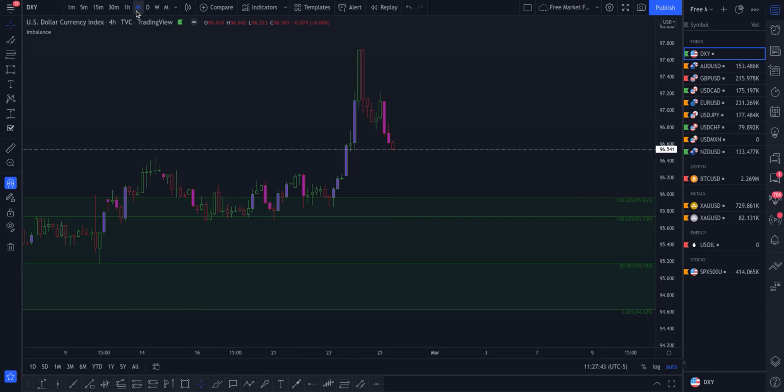We are here on the 4-hour chart. As always, I already have our short-term institutional bias set here. Green is long, red is short, orange is consolidation.